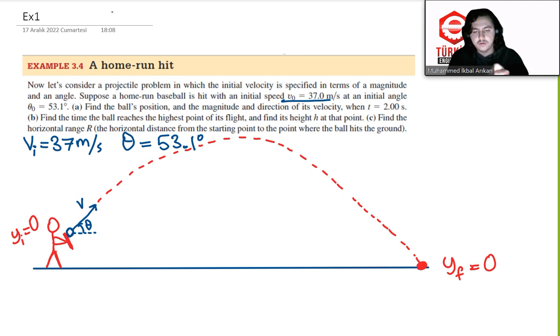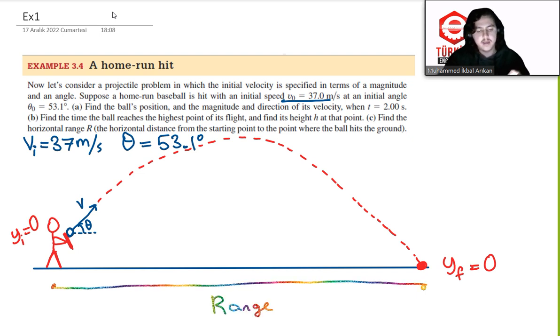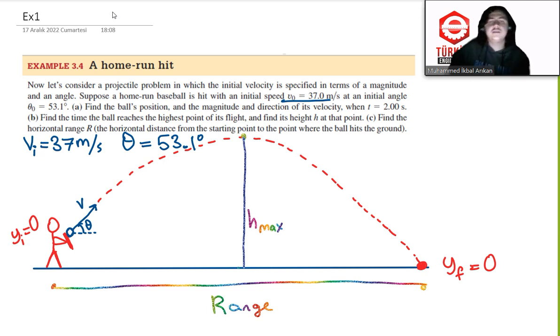It's asking for the range, which is from here to that point. This is the range of the projectile motion. And let's say this is our highest point. So it's asking for the vertical distance from there to the ground, which is h max, and it's asking for the time when it reaches maximum height. So this is the idea.